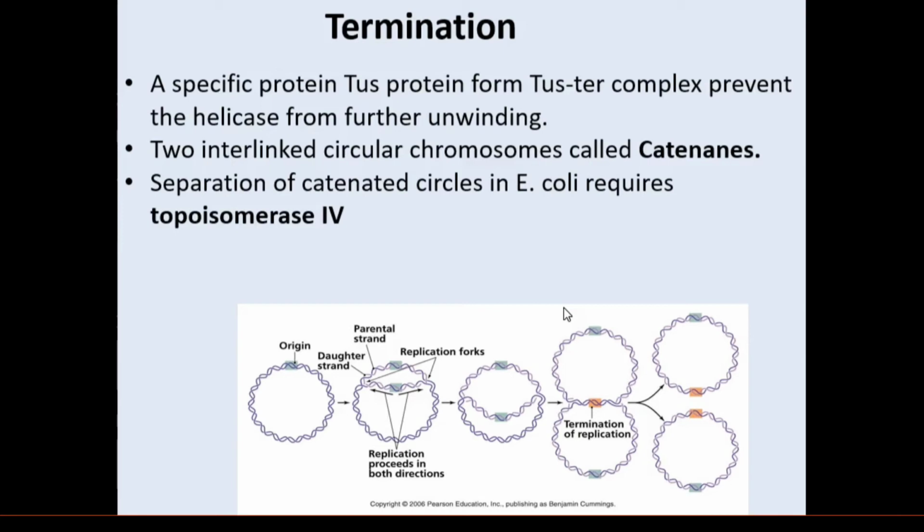The TER sequences function as binding sites for a protein called TUS. The TUS-TER complex can arrest the replication fork and prevent over-replication. The two interlinked circular chromosomes are called catenanes. Separation of the catenated circles in E. coli requires topoisomerase 4. The separated chromosomes are then segregated into daughter cells at cell division.